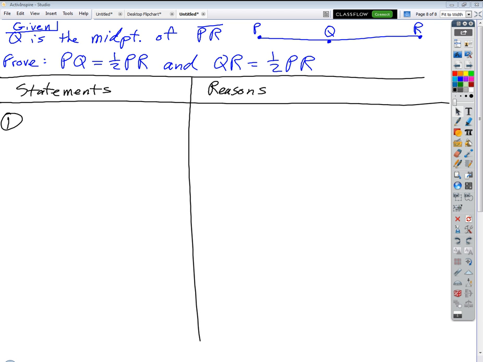Okay, so where should we probably start? Q is the midpoint of line PR. Yeah, we always start with the given, right? So the first step is always going to be given.